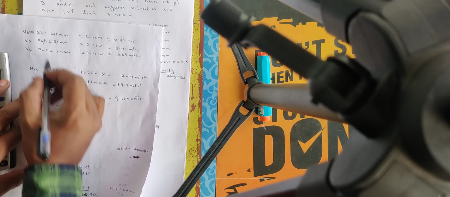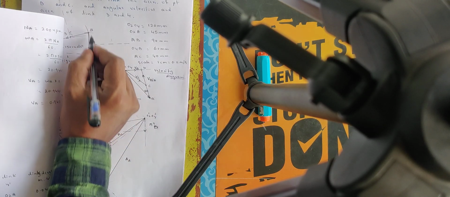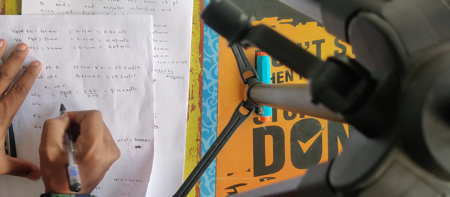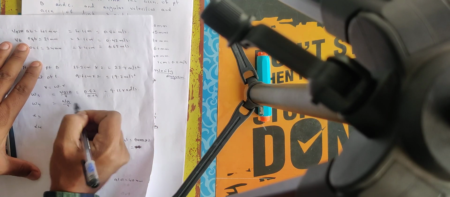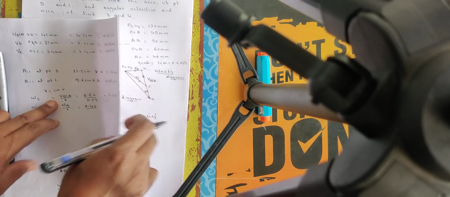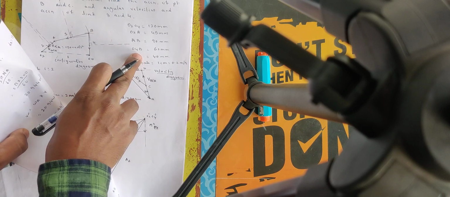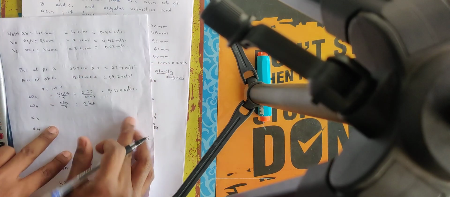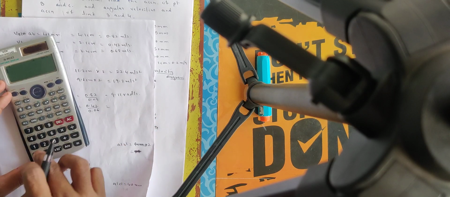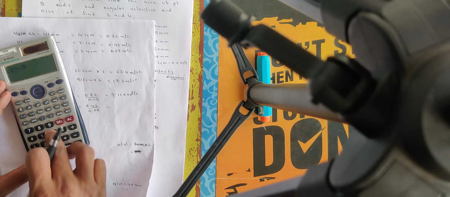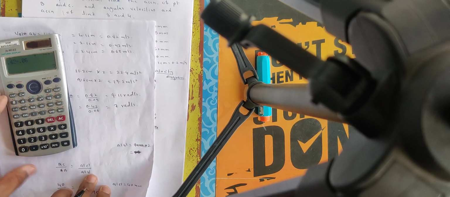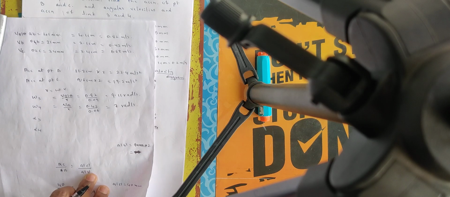Next, this is omega 4, the fourth link. We have to find out the fourth link, which is VB divided by R. VB is given as 0.42 divided by the link length O4B. O4B is 60 mm, so you have to take it as 0.06. 0.42 divided by 0.06, so you will be getting 7 radians per second.